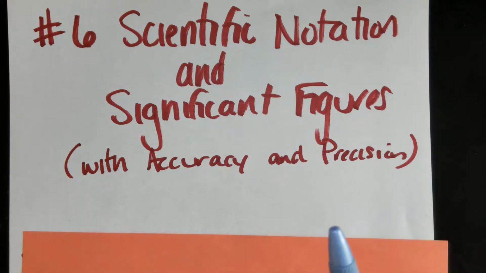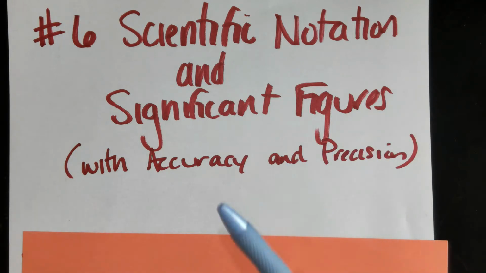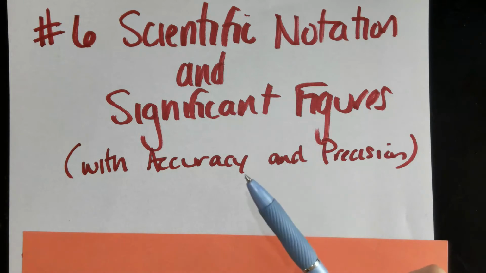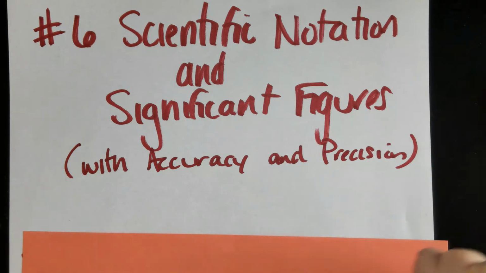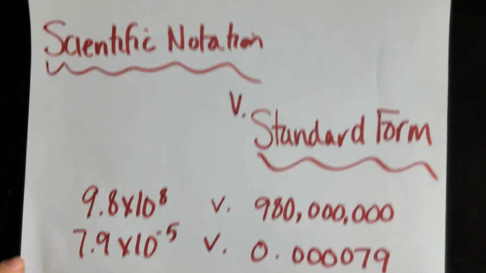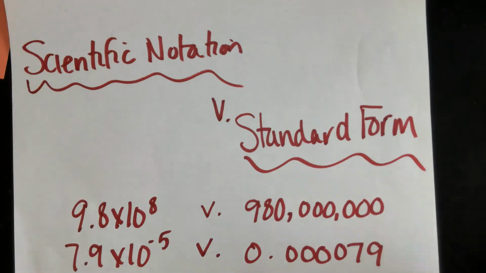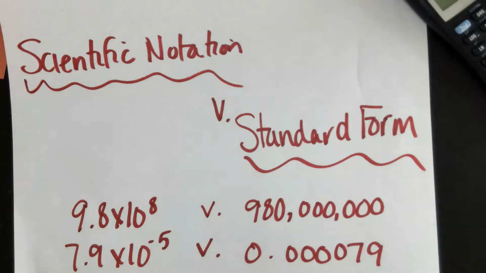Okay, so what we're working with today is lecture number 6 for measurement. This is based on scientific notation and significant figures. We're also going to briefly discuss accuracy and precision within this lecture. Okay, so in any of your science classes that you've had before, you should have done some studying with scientific notation and significant figures.